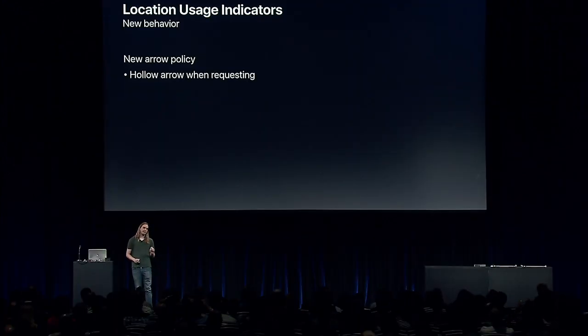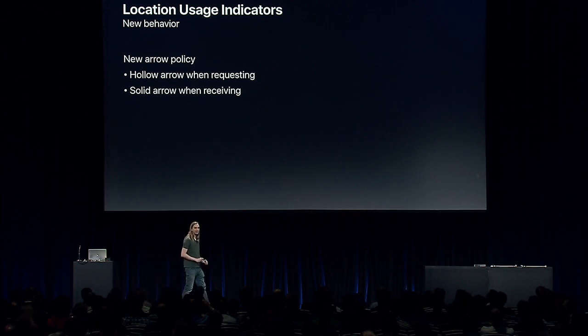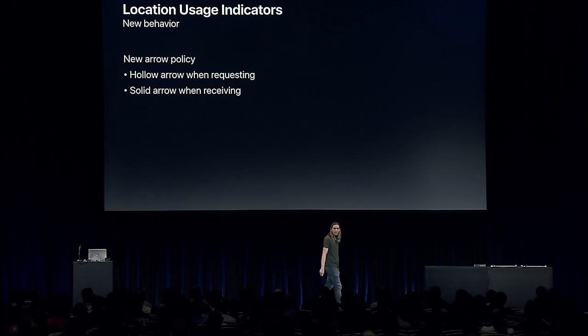So if users are misinterpreting our signals, we decided the best way to fix this was to adjust how we indicate location usage. We have a new policy, and we think you're going to like it. We've changed how the arrow works. When your app requests location information from Core Location, we display a hollow arrow. When you actually receive location information, we'll switch that to a solid arrow for a few seconds. We'll go through an example of how that actually works in just a few moments.